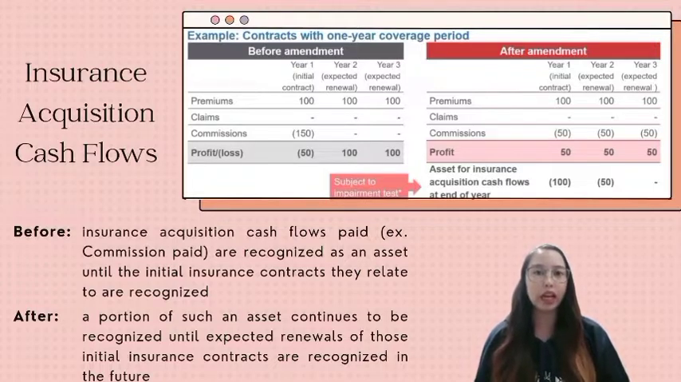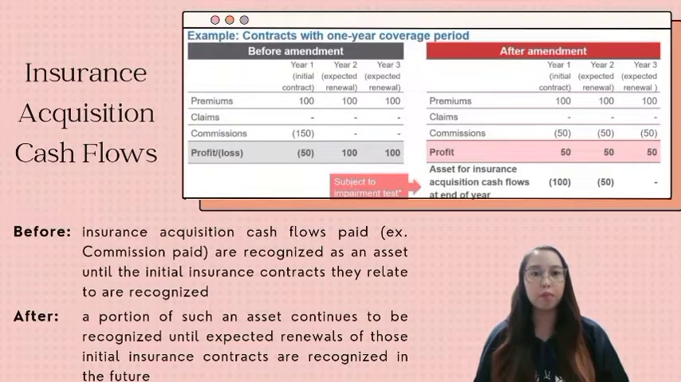Yung premium po na ina-expect ni entity na ma-receive galing sa initial contract ay 100 na mas mababa po sa commission na 150 na binayad nila. Okay lang daw po kay entity kahit mas mataas yung bayaran nila kaysa sa matanggap nila kasi ina-expect po nila na yung ibang policy holders ay magre-renew naman daw po ng initial contracts in year 2 and 3.